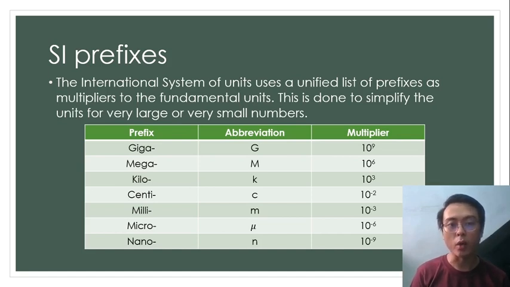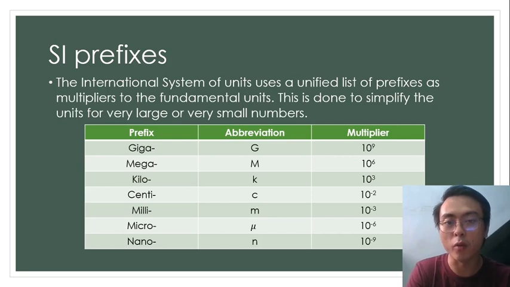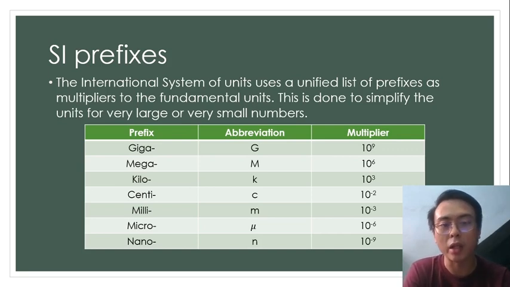Centi means 10 to the negative 2, or sorry, it means one over 100, or 1 of 100. The abbreviation is c. We also have milli, or 1 over 1,000. Micro, 1 over 1 million, and nano, which is 1 over 1 billion, or 10 raised to negative 9. So you must be familiar with these prefixes because we will be using a lot of these prefixes during our calculations.